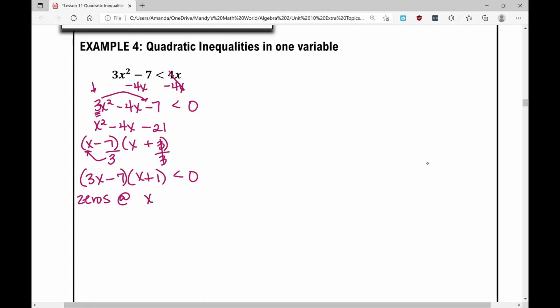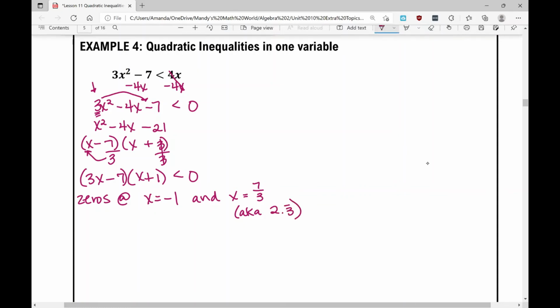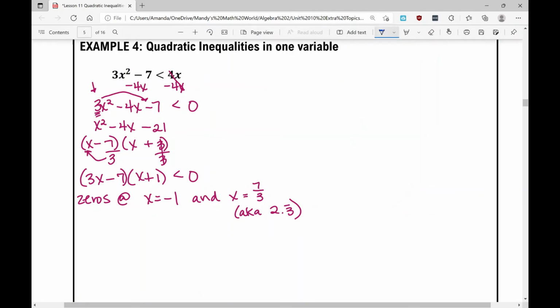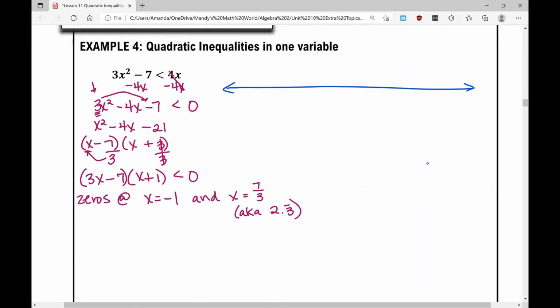My solutions are at x equals -1 and x equals 7 over 3, which is also, for you decimal people, 2.3 repeating, okay? So now we're going to take those critical values, our x-intercepts, our solutions, and we're going to graph them, or plot them, rather, on a number line. And my points are at -1, and let's just do 2.3 repeating, or you could say 7 over 3, whichever you want to write. So same thing, right?